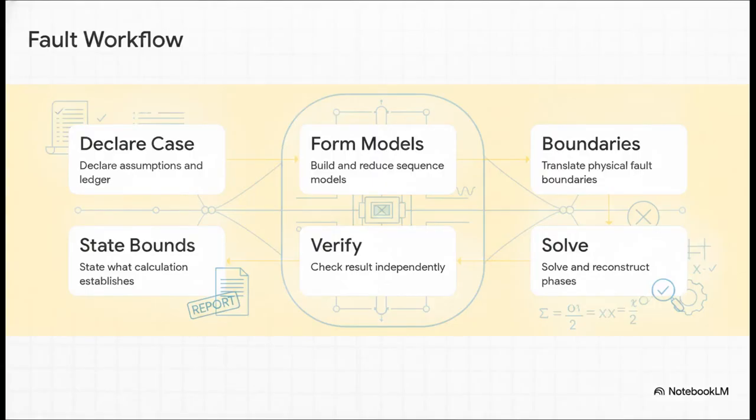Okay, so what does that reliable workflow actually look like? Well, it's a step-by-step discipline that literally leaves zero room for ambiguity. Step 1, you declare the case and lay out all your assumptions. Step 2, you form the individual sequence models and reduce them at the specific fault bus. Next, you translate the physical fault boundary into sequence relationships and mathematically solve. But we're not done there. You then have to reconstruct the phase quantities, verify your results entirely independently, and finally, state exactly what your calculation establishes, and just as importantly, what it doesn't.